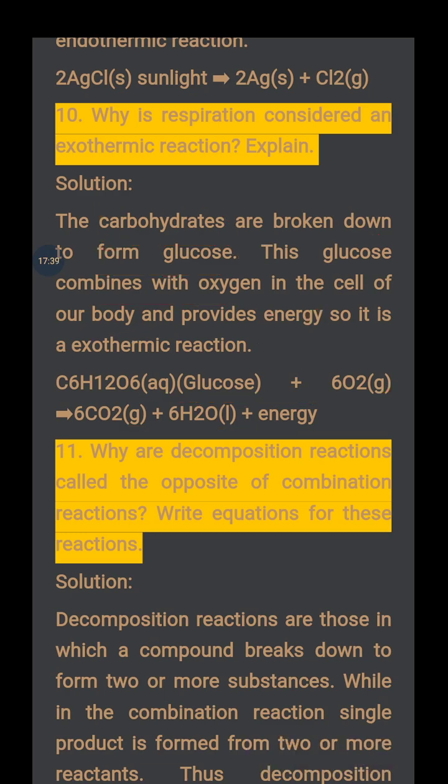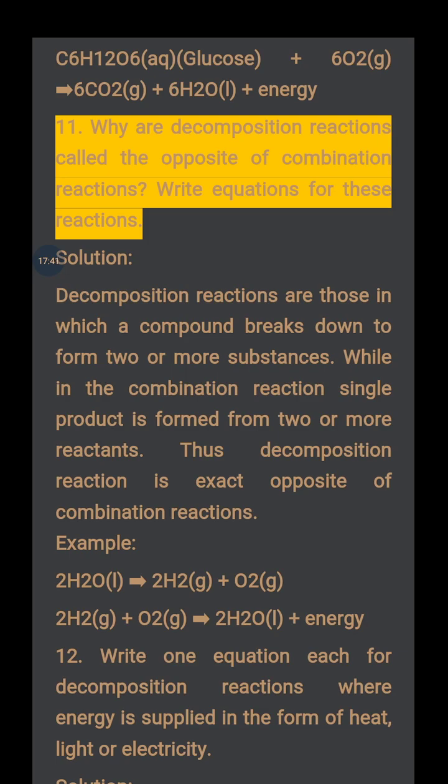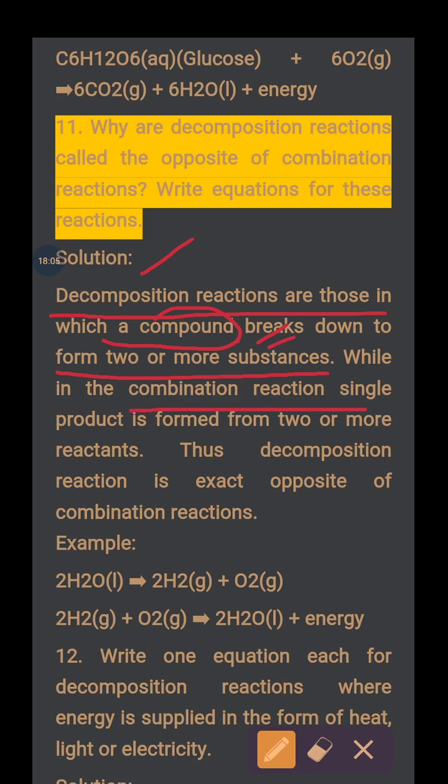The next question: why are decomposition reactions called the opposite of combination reactions? Write the equations for these reactions. Solution: decomposition reactions are those in which a compound breaks down into two or more substances, while in a combination reaction, a single product is formed from two or more reactants. Thus, a decomposition reaction is the exact opposite of a combination reaction.